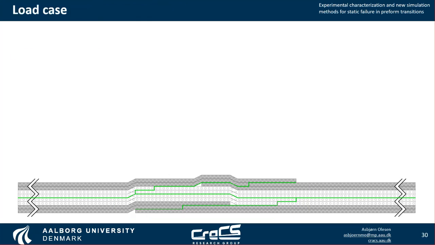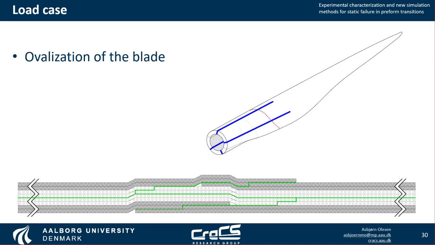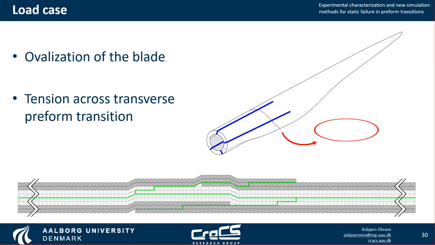The load case we're considering is what is called ovalization of a blade. So when we have a full blade that is loaded in bending, the cross section is deformed. And what this does is that it causes tension across, or normal forces across the transverse preform transition as shown here.